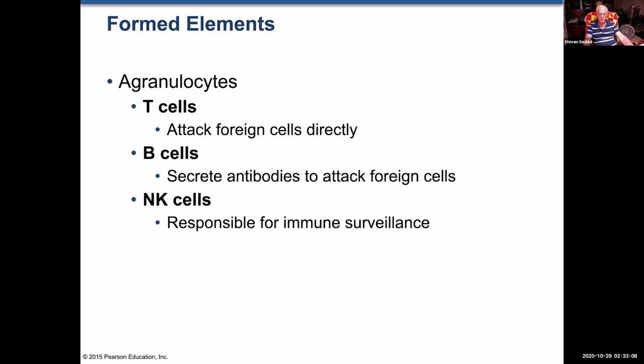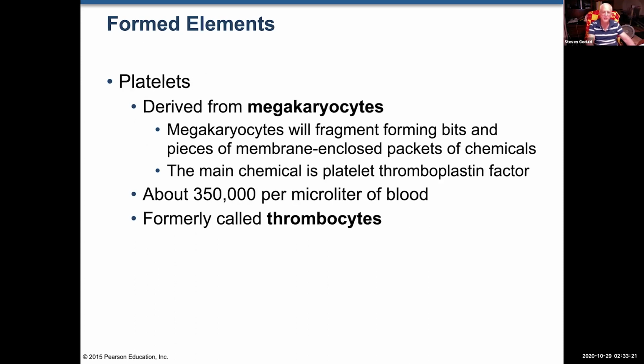Okay? NK cells are responsible for immunosurveillance. They always go through the system, and they can respond and attack cancerous cells that we cannot identify as foreign, but they do. So they're a very special kind of cell. All right, so that takes care of your red blood cells, white blood cells, erythrocytes, leukocytes.